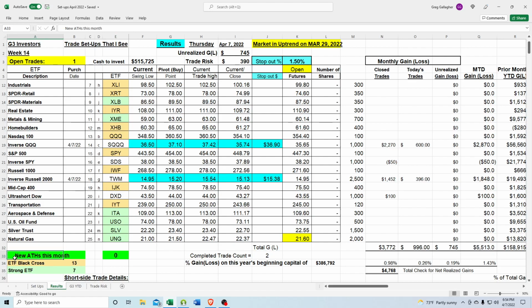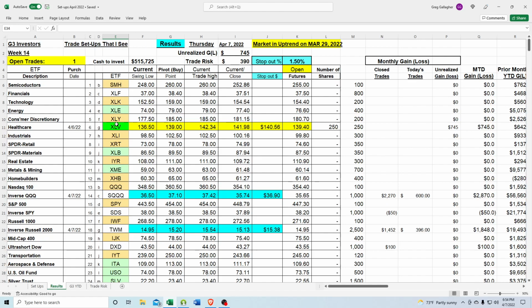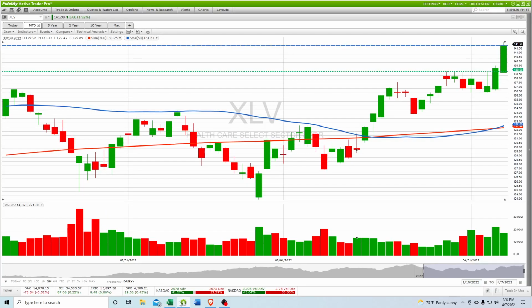And not only that, it's the first ETF, so we've got to change that to 1. We now have 1 ETF that has made a new all-time high. So let's take a look at that on a chart. How does that look? What do I mean?